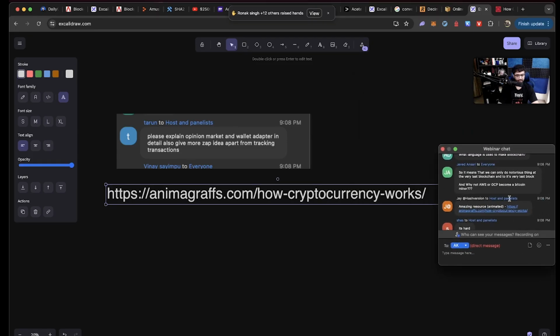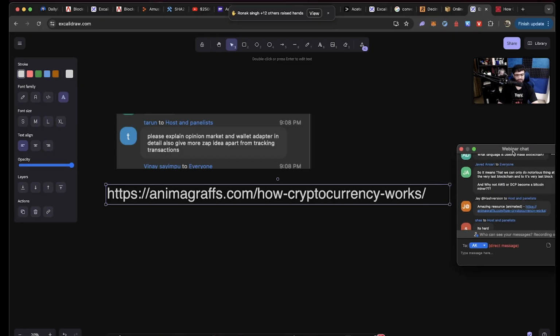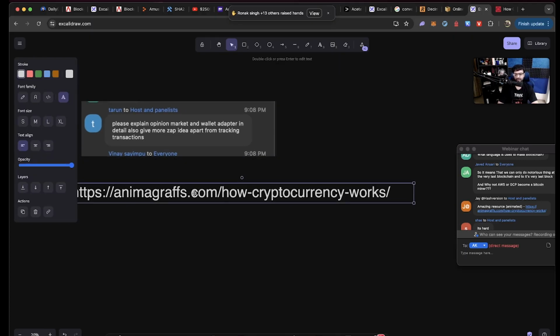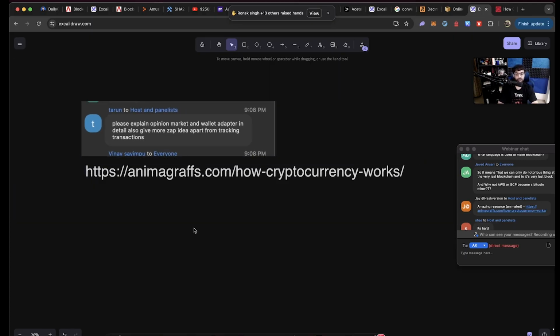So it means that we can do only notorious things when the very last blockchain to its last block. So why not AWS or GCP become Bitcoin miners? Well, that really depends on them. They can. I don't think even they have 50% of the world's compute though. They also rent data centers, and they don't have 50% of the network.